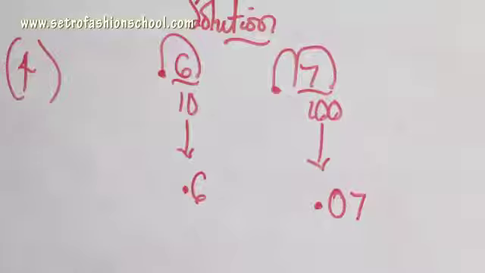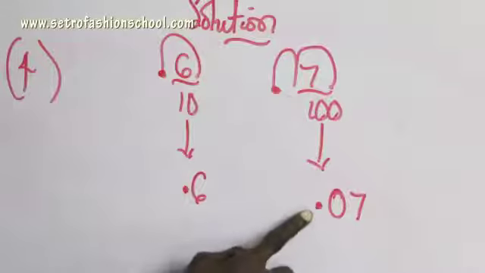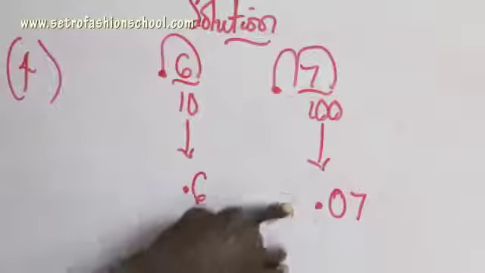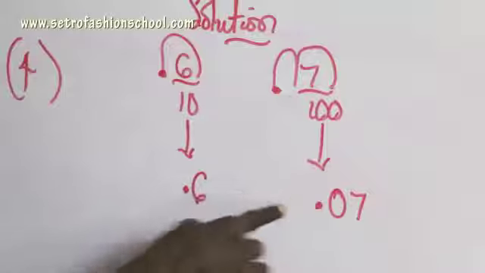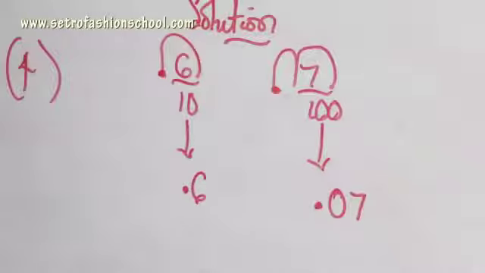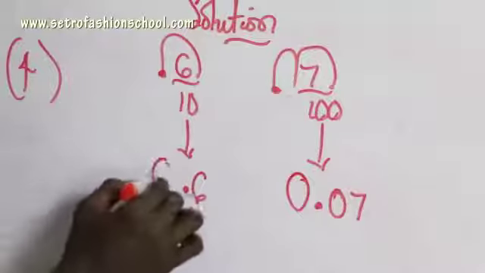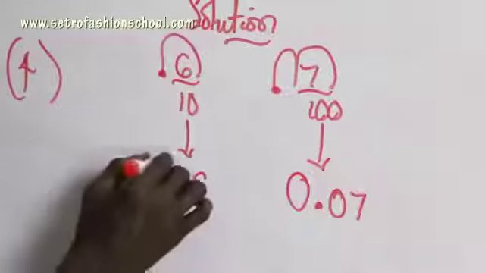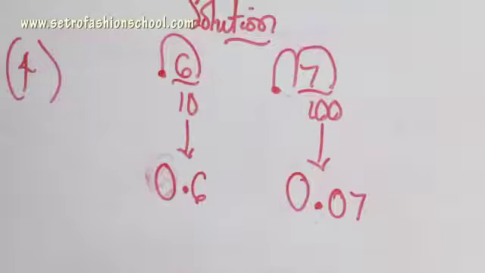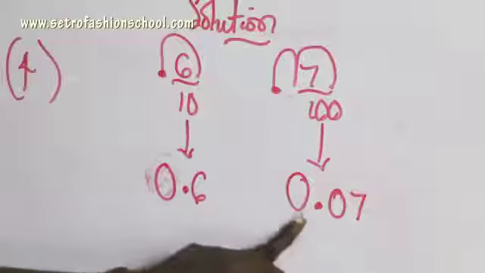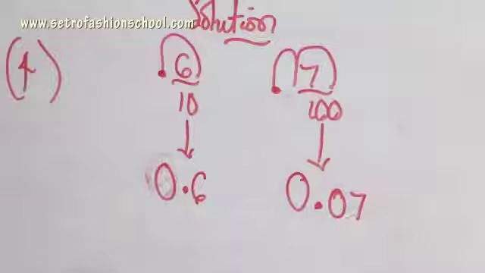Now, when you have 0.07, take note. Before this point, there is an invisible number also. And what is the invisible number? We are going to make it visible now. And that's going to be 0. Just like what we did here. Here also, make it 0. So, that now becomes 0.6, 0.07.